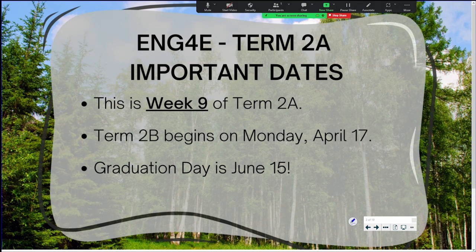Here are some important dates to keep in mind. We are on week 9 of Term 2A, which is a 9-week term, and it will be over at the end of this week. That means, of course, that Term 2B is starting on Monday, April 17th, and that's the final term in the 2022-2023 WASA school year. Graduation day is June 15th, right? Once Term 2B is over, we have that graduation day of June 15th, which is coming up very soon, just a little over 2 months from now.